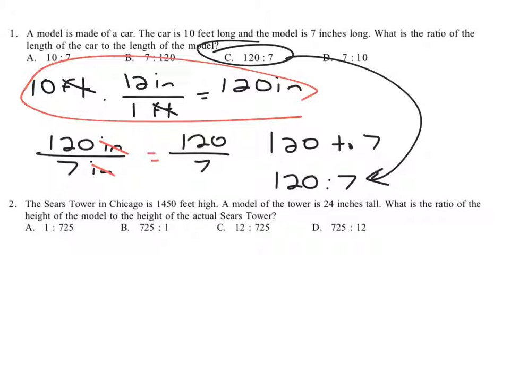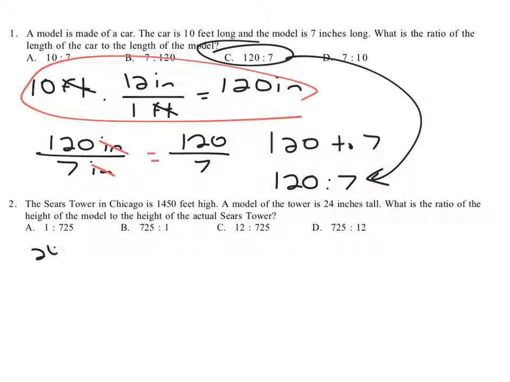Okay, and the next one is the same kind of idea. Sears Tower in Chicago is 1,450 feet high, and the model of the tower is 24 inches tall. Okay, now as you get more comfortable with the numbers, if you're comfortable with this idea, you can see that every 12 inches is a foot, so this is exactly 2 feet. So it makes sense to change 24 inches into 2 feet. But I'm going to write the ratio how we do it if you just write it down to calculate it.